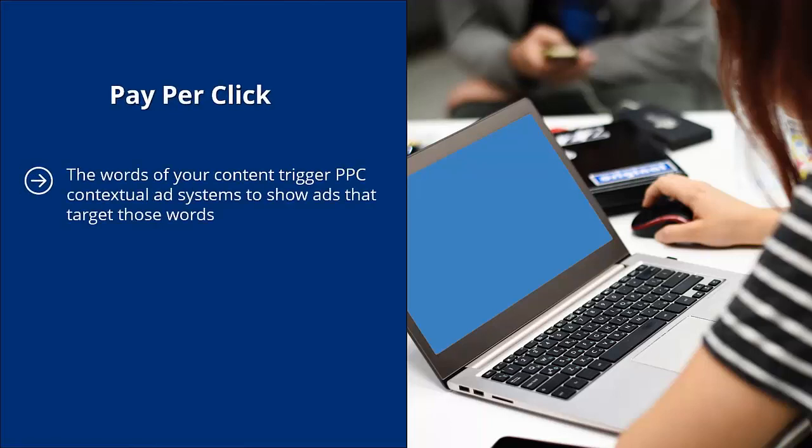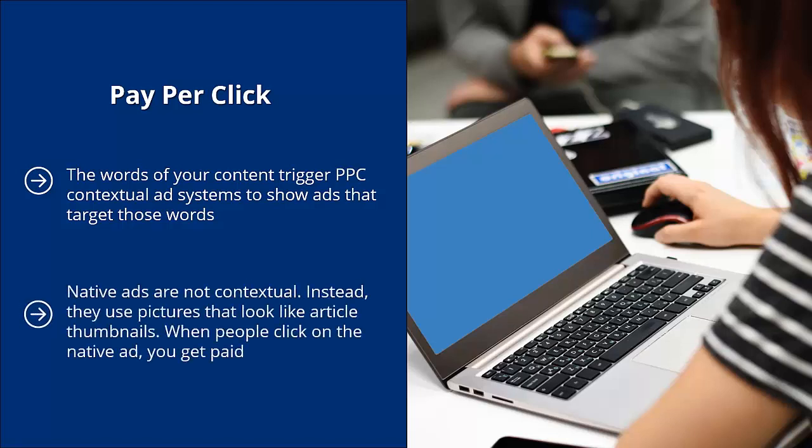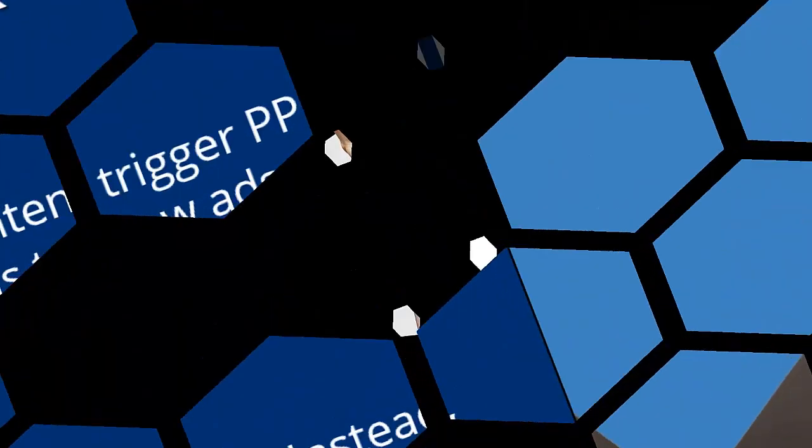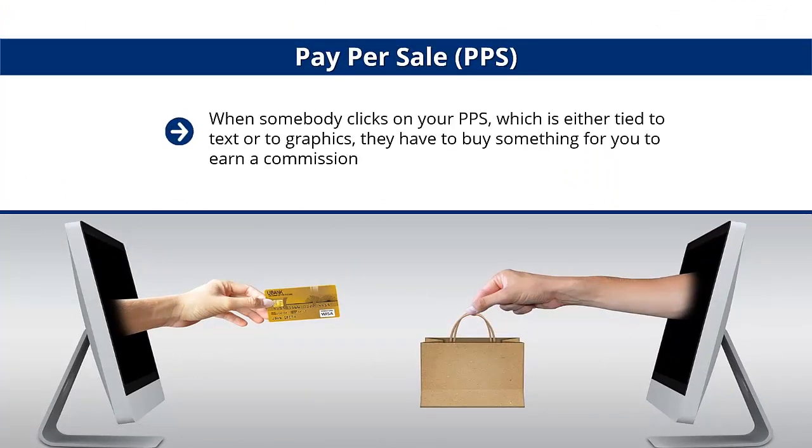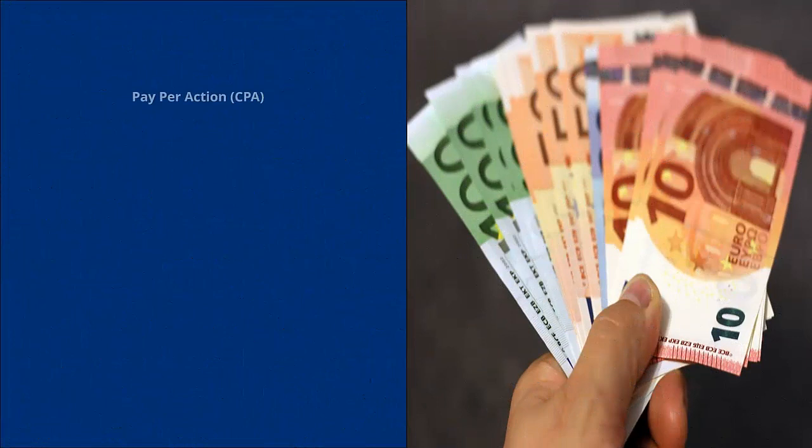Pay-per-click. The words of your content trigger PPC contextual ad systems to show ads that target those words. Native ads are not contextual. Instead, they use pictures that look like article thumbnails. When people click on the native ad, you get paid. Pay-per-sale, PPS. When somebody clicks on your PPS, which is either tied to text or to graphics, they have to buy something for you to earn a commission.